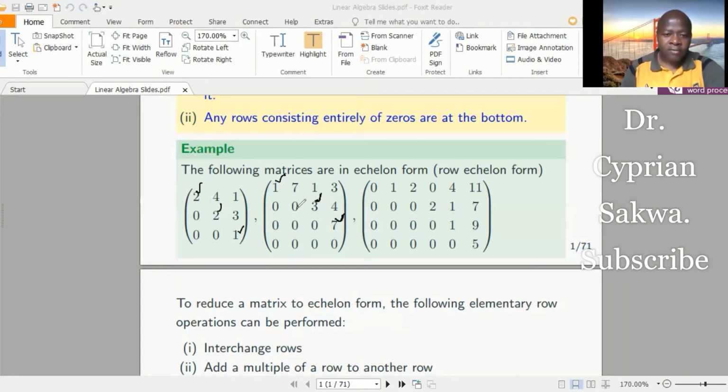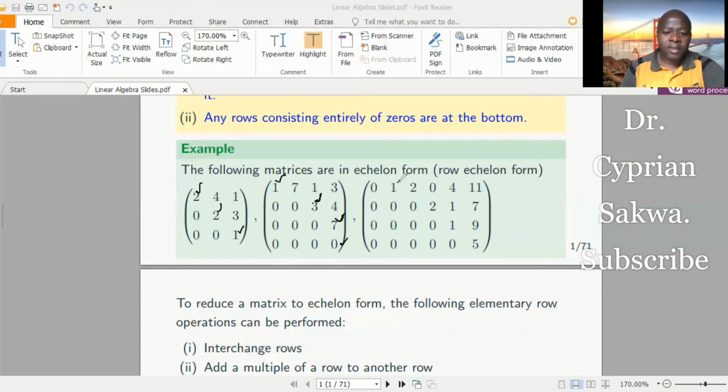That every leading element must be in a column that is to the right of the other leading elements above it. And what property 2 means is this: that a row that is made of entirely zeros must be at the bottom of the matrix.